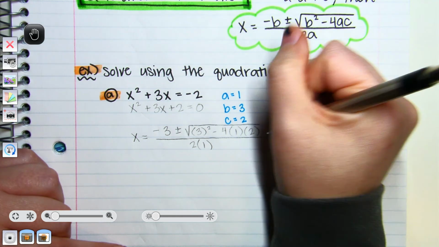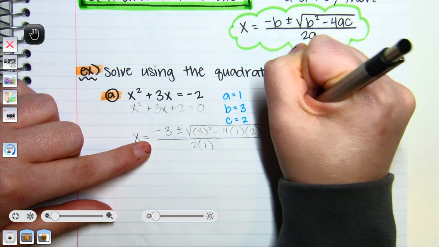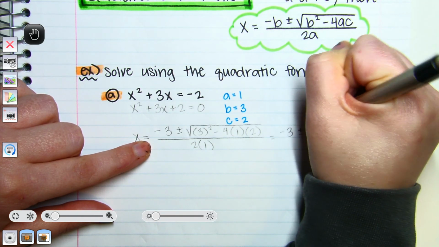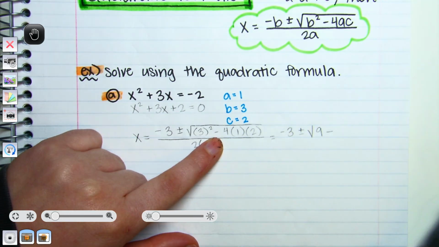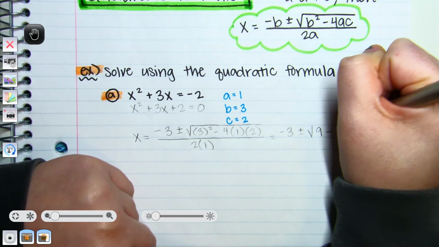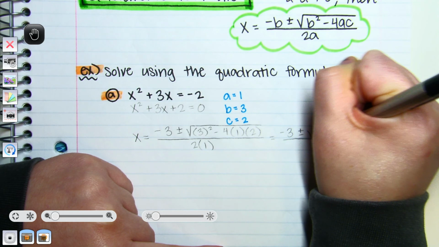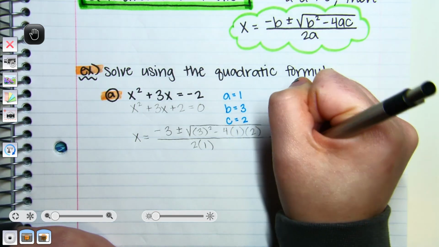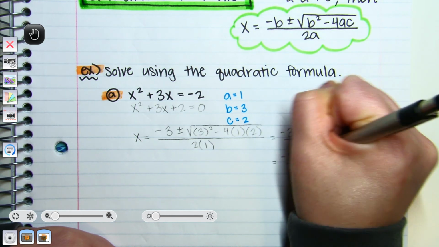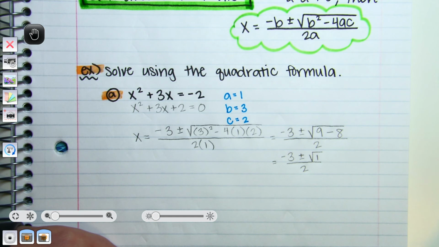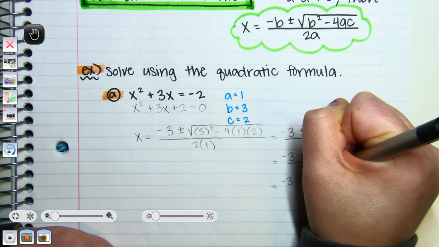All right, now for simplifying this, equals negative 3 plus or minus the square root. 3 squared is 9. We only have one negative, so it's going to stay minus. 4 times 1 times 2 is 8, all over 2. So negative 3 plus or minus the square root of 1 over 2. Now the square root of 1 is just 1. So negative 3 plus or minus 1 over 2.